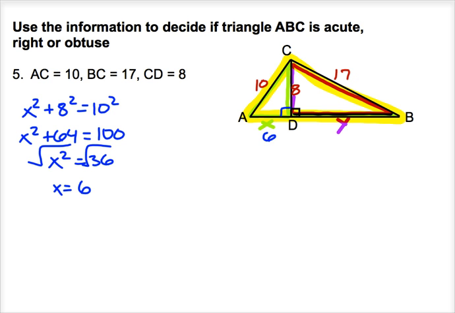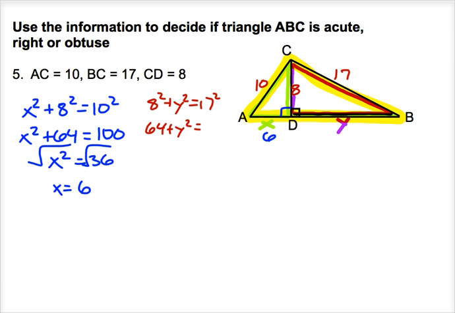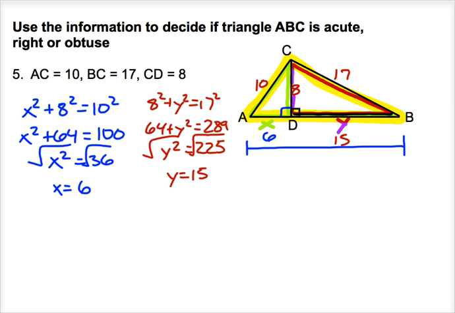Now do Pythagorean theorem over on the right. 8 squared plus Y squared equals 17 squared. 8 squared is 64. 17 squared, let's see what that is: 289. Subtract off 64, and I get 225, square root each side, and I get that Y is 15. Okay. So now, looking at this, I realize that AB is 21.